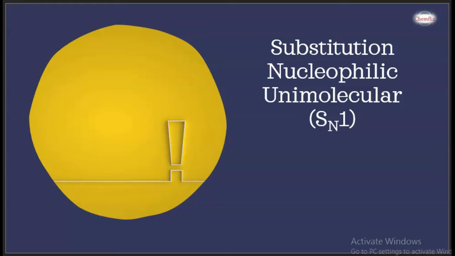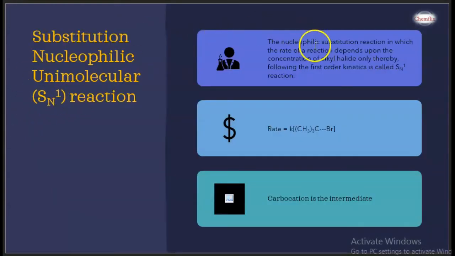Next we can see the substitution nucleophilic unimolecular mechanism. That is the second mechanism, that is how the substitution of a nucleophile to an alkyl halide occurs. So let's discuss that. Here, it is a nucleophilic substitution reaction in which the rate of the reaction depends upon the concentration of alkyl halide only.